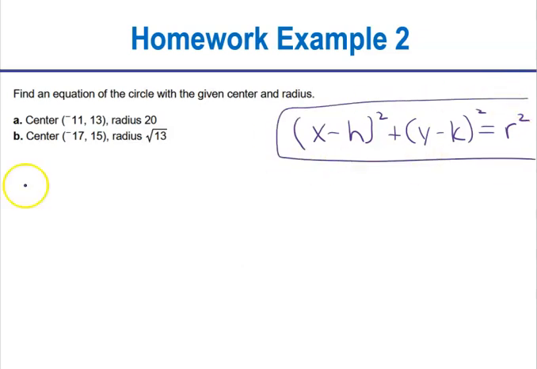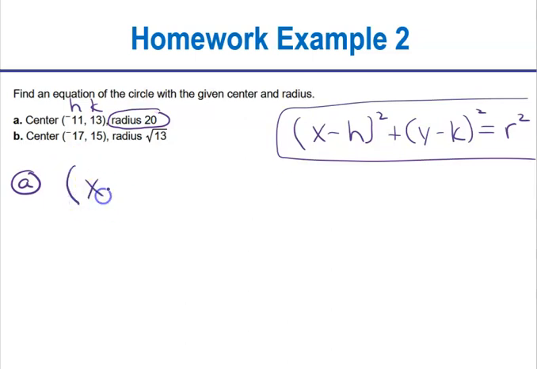Okay? So for A, we have a point, that's our center, right? So that's our h, k. That's the center of our circle. And then our radius is 20. That's our r value. Okay? Now when you finish, you're still going to have an x and a y in your equation because it's an equation of a circle. All right, so here we go.